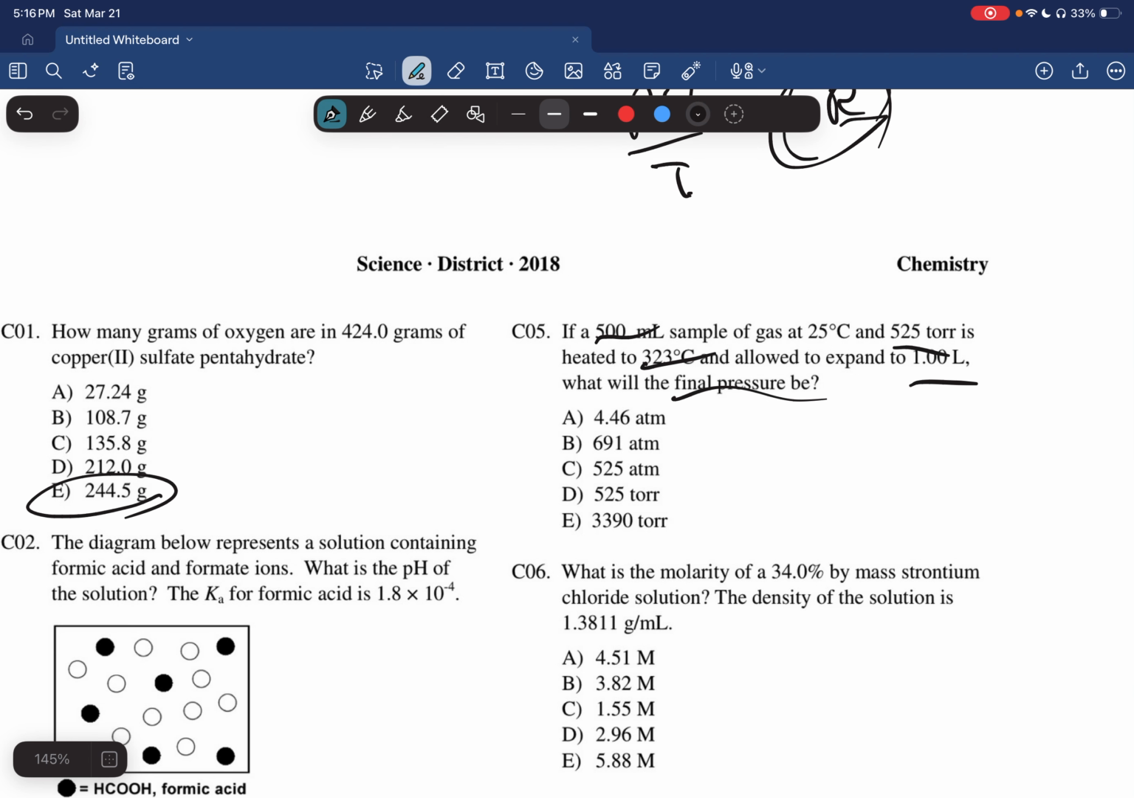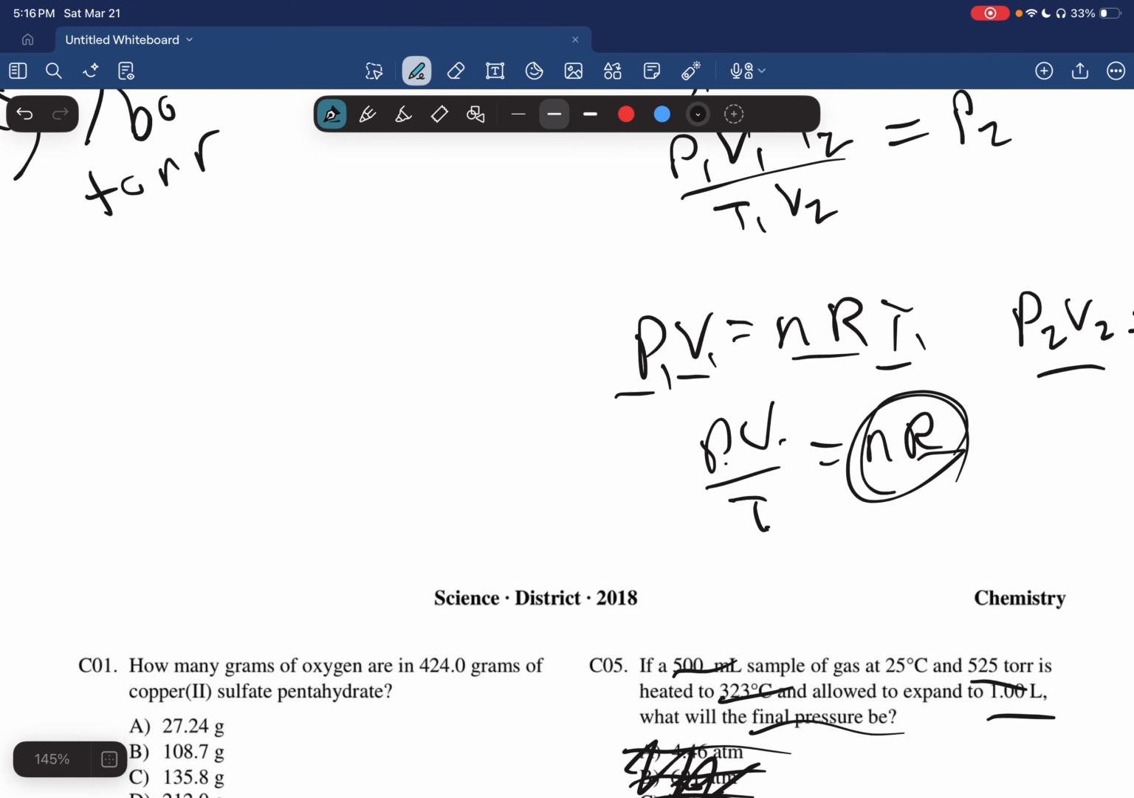So let's come down here. No, that's a few decimal places too high, I'm sorry. But we can see that some of our answers are also in torr. So maybe we need to convert back to torr.